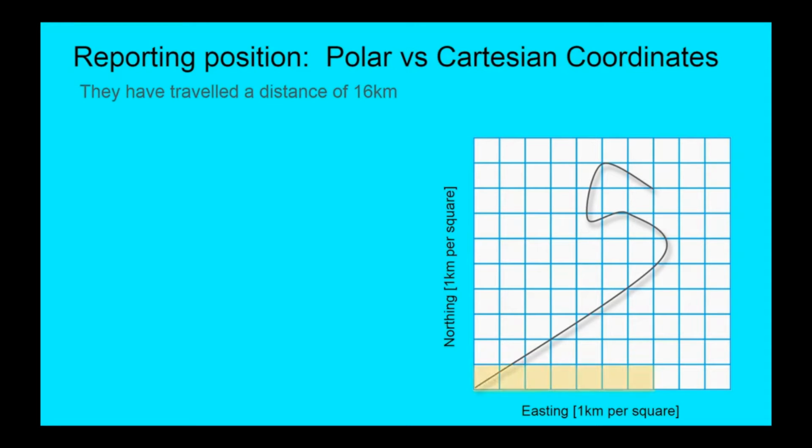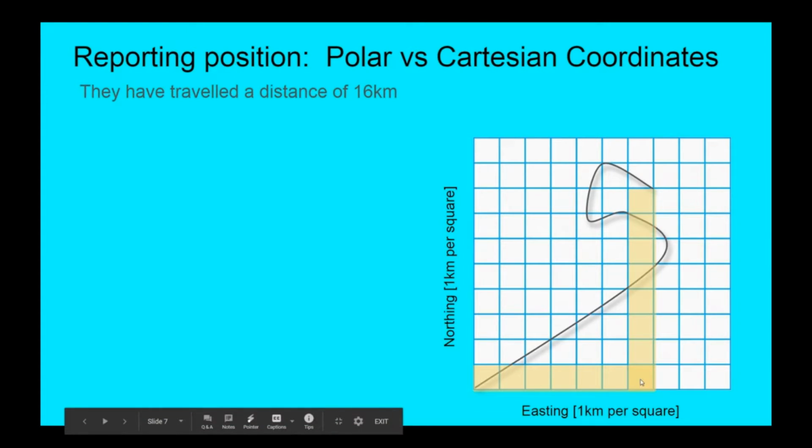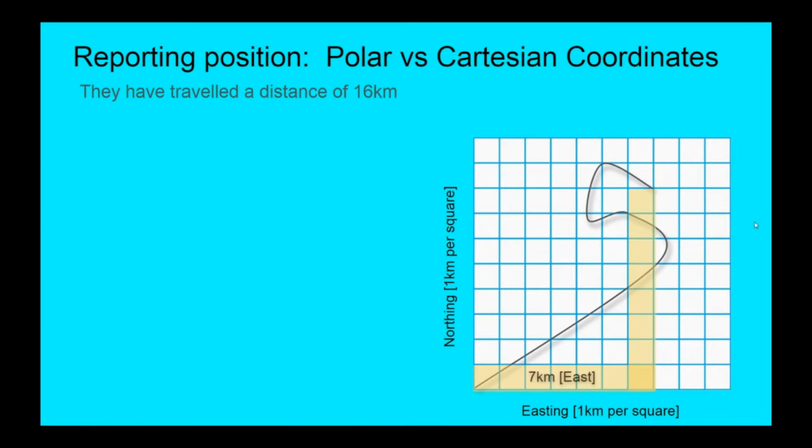Now, where are they from their starting point? Well, they walked from the start to their final position. You can see they moved this many steps east, that many steps north to this final position. 7 kilometers east, 8 kilometers north. That's their displacement vector, the line connecting their start to where they are now.